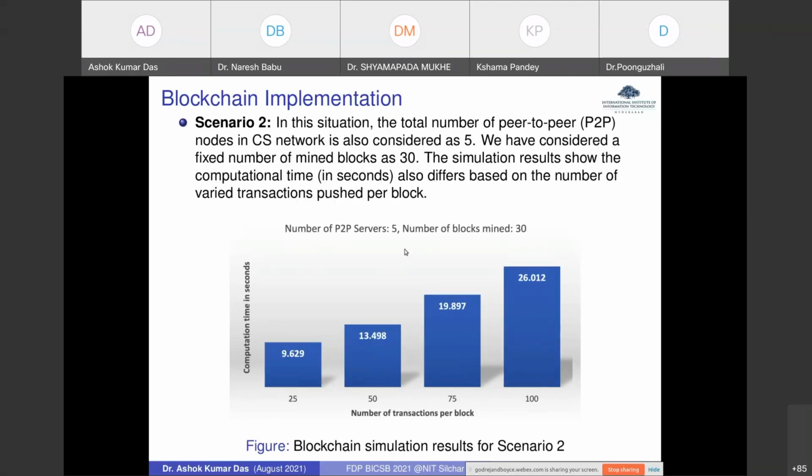Then in the next scenario, we have taken the case where the number of peer-to-peer servers remains the same, but the number of blocks mined is fixed at 30. In that case, we have varied the number of transactions per block. You will see that if the number of transactions per block increases, computation time also increases, because each and every peer node needs to verify each block by verifying the Merkle root, your current block hash, and signature verifications.